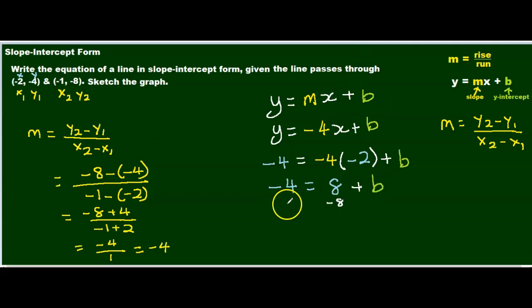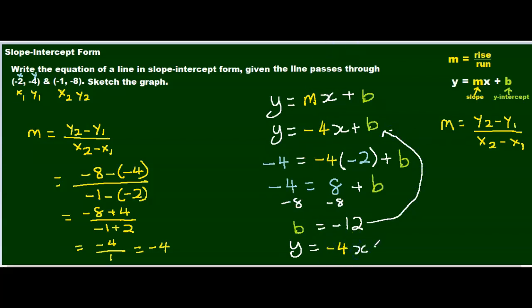Minus 8 on both sides. Our b equals negative 12, because negative 8 minus 4 is negative 12. So my y equals, I'm going to plug that back into here. So my y equals negative 4x minus 12. And that's my equation of that line.